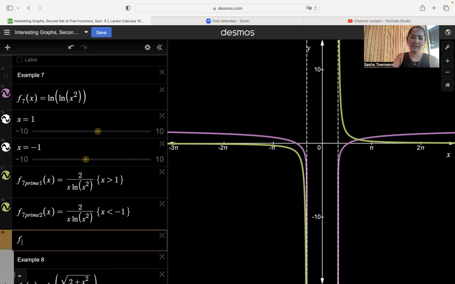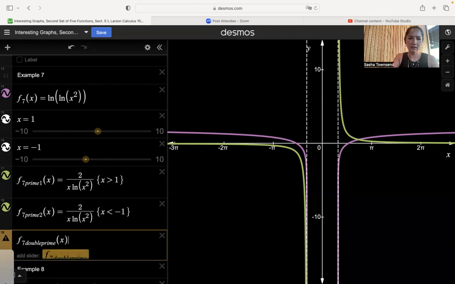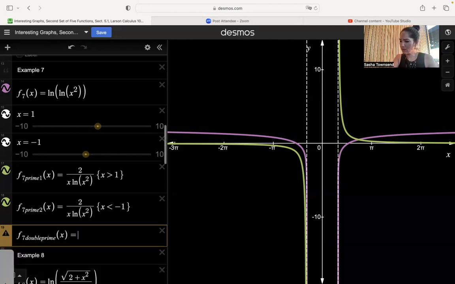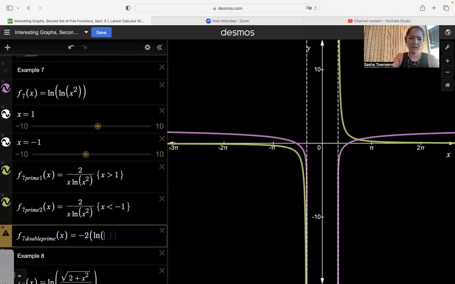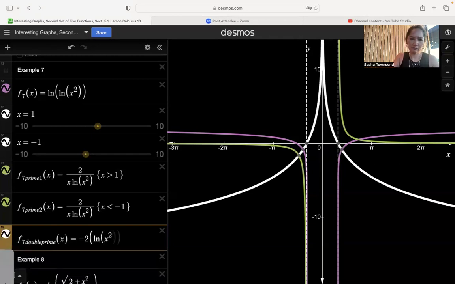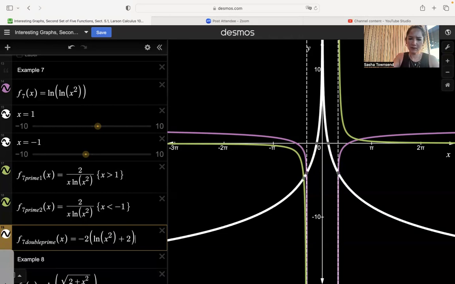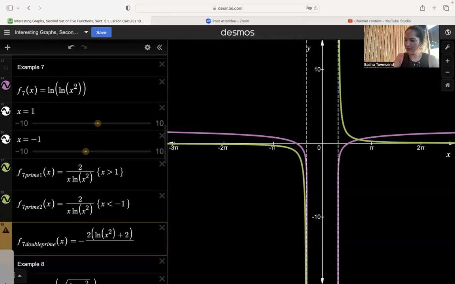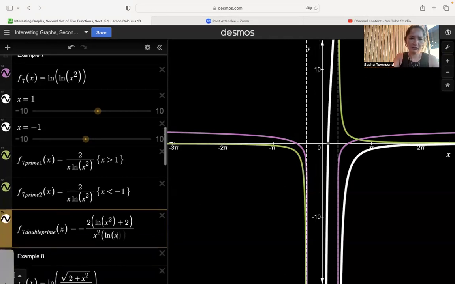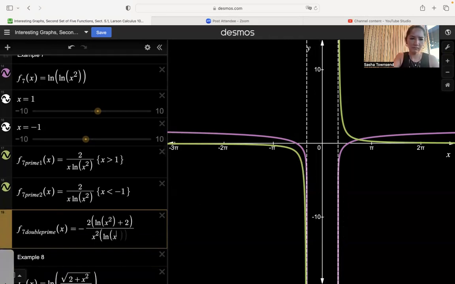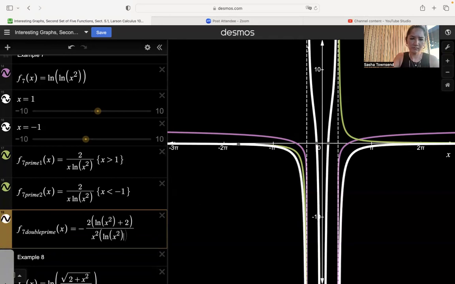Then we want to look at that second derivative on those same intervals. And the second derivative turned out to be a little bit more involved, right? It was -2 times natural log of x squared plus 2, which is positive on the interval of interest, all divided by x squared times natural log of x squared, quantity squared.